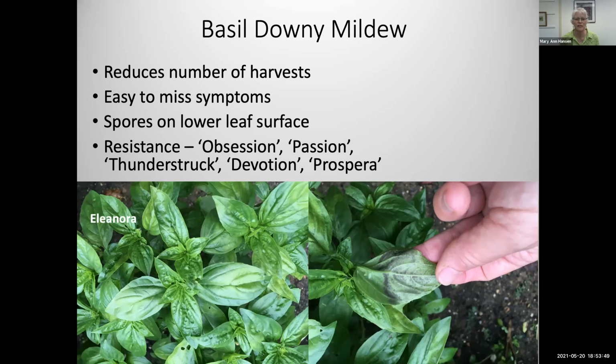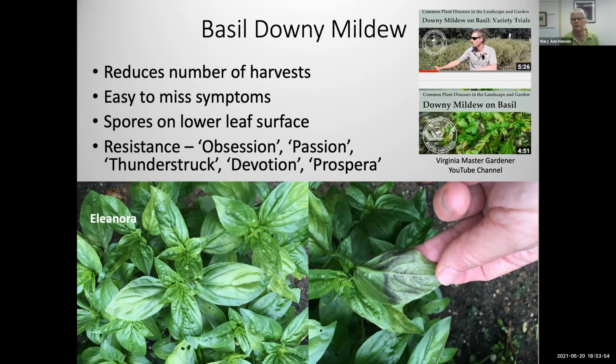If you want to learn more about this disease, if you're a basil lover, I have a short video on the Virginia Master Gardener YouTube channel about it. Then we did a follow-up where I interviewed Alex Hessler, who used to run the organic farm at Virginia Tech. He did a big variety trial with a bunch of these varieties, and we look at how they did. So take a look at those videos on the Master Gardener YouTube channel.